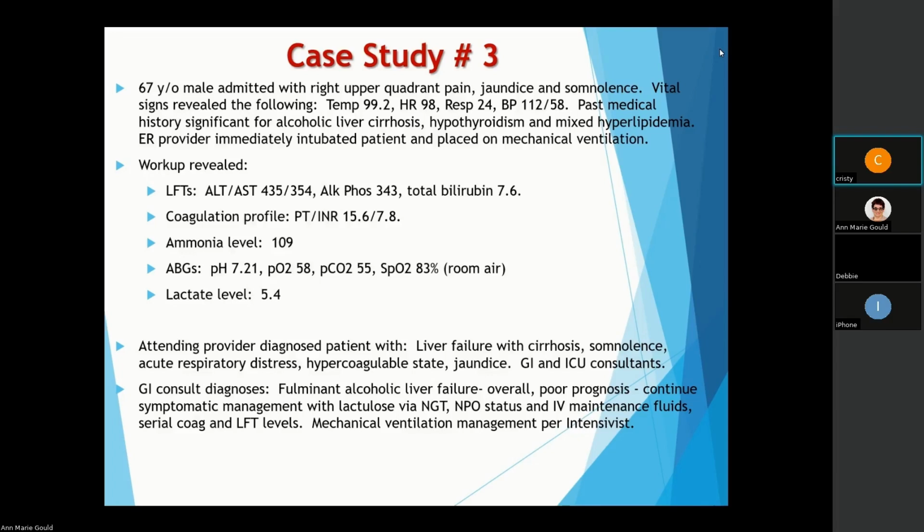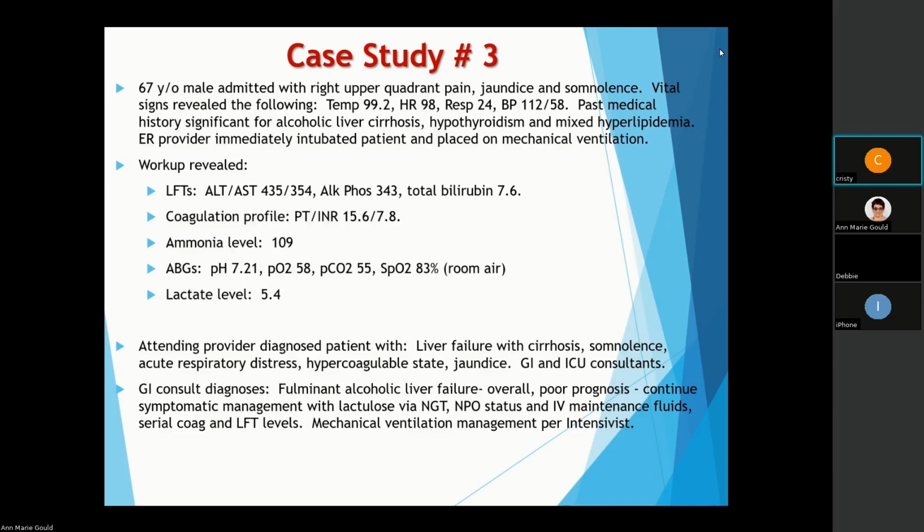Lactic level 5.4. Attending provider diagnosed the patient with liver failure with cirrhosis, somnolence, acute respiratory distress, hypercoagulable state, jaundice; GI and ICU consultants ordered. GI consult diagnosis is fulminant alcoholic liver failure, overall poor prognosis, continuous symptomatic management with lactulose by NG tube, NPO status and IV maintenance fluids, serial coag and LFT levels, mechanical ventilation management per intensivist.